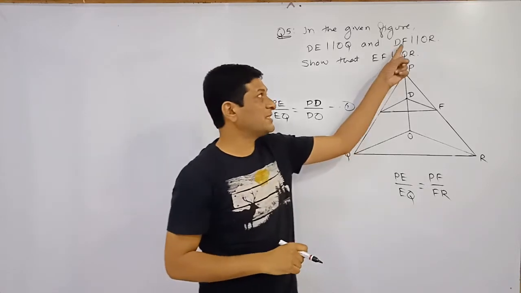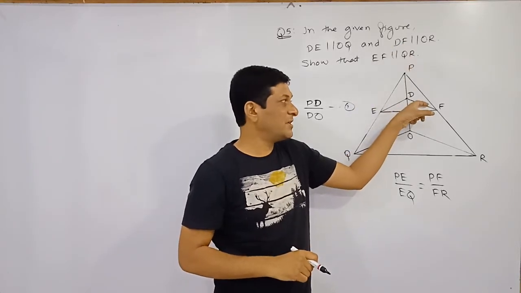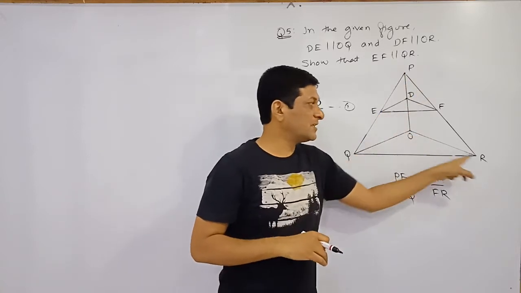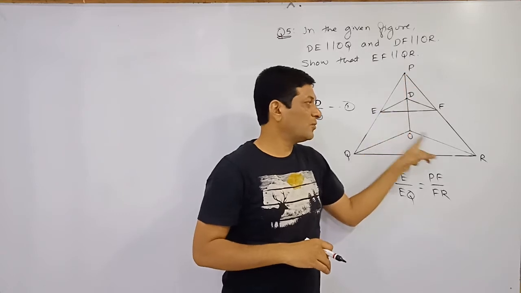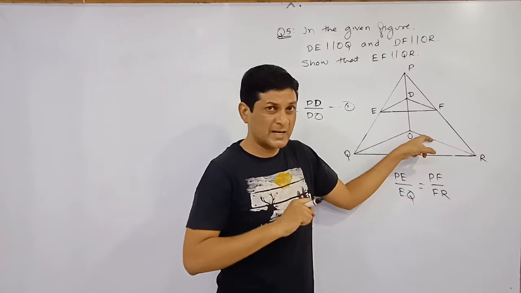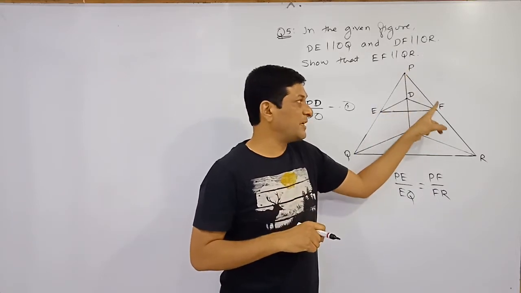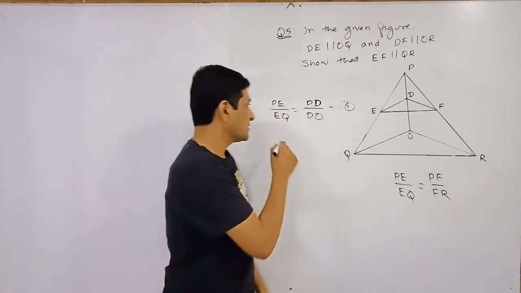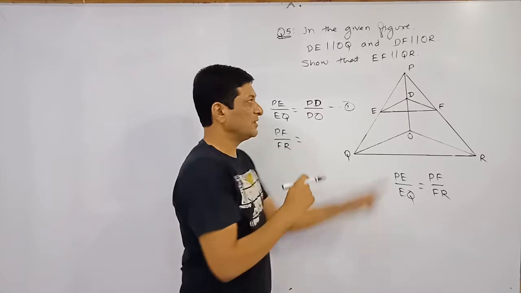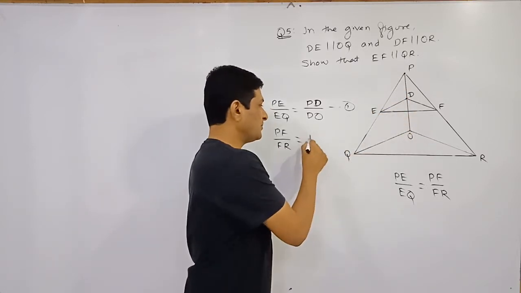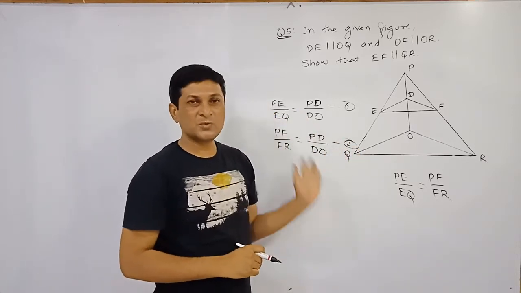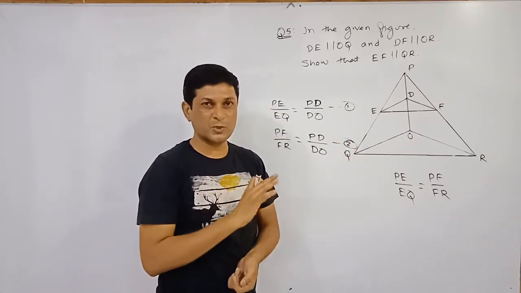Now, if we use the second given condition, what is the second given condition? DF is parallel to OR. So considering this condition, consider triangle POR. Here DF is parallel to OR. That's why we can say that according to BPT, PF upon FR will be equal to PD upon DO. Let us denote it by equation number 2. So these two results we have got by applying the basic proportionality theorem.